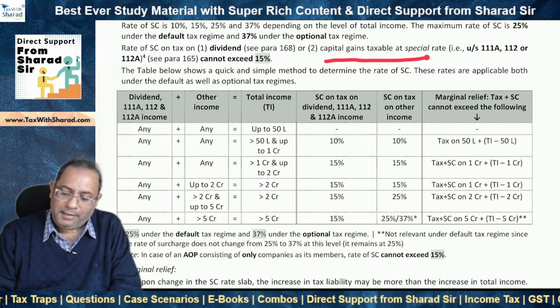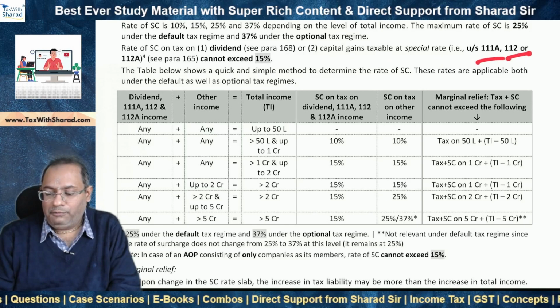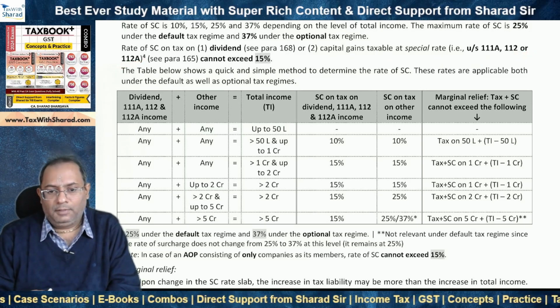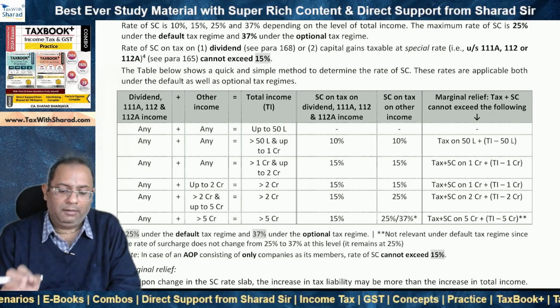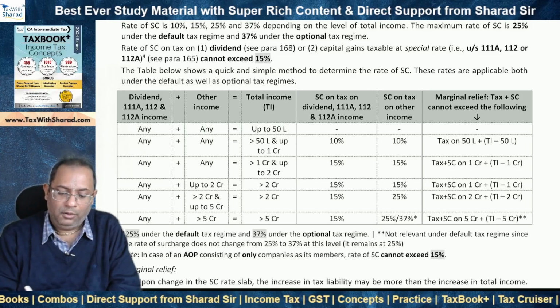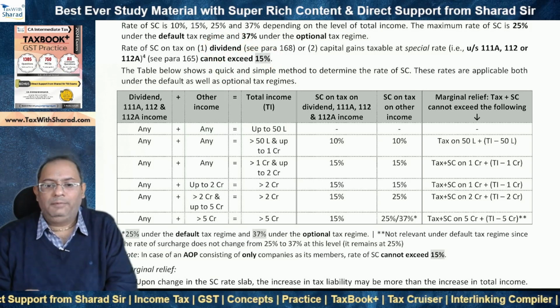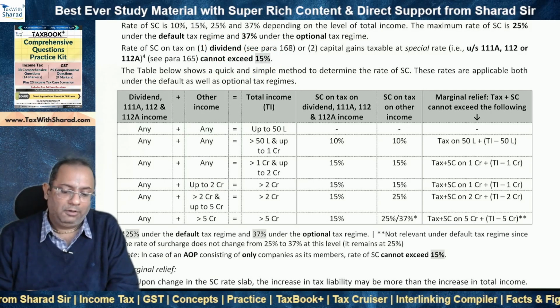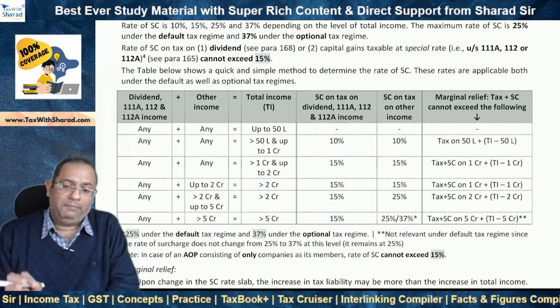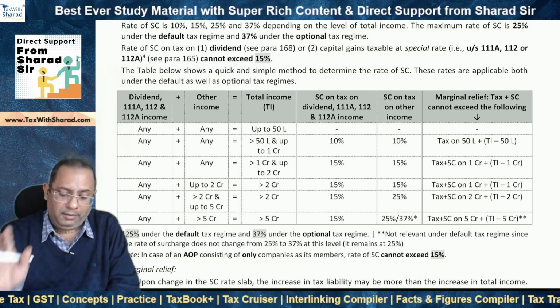So capital gains taxable at special rate, that means 111A, 112 or 112A. When we compute tax on such capital gain, then the rate of surcharge on such tax cannot exceed 15%, and the same goes for dividend. So the limit of surcharge is 15% in respect of computing surcharge on tax on such special incomes.